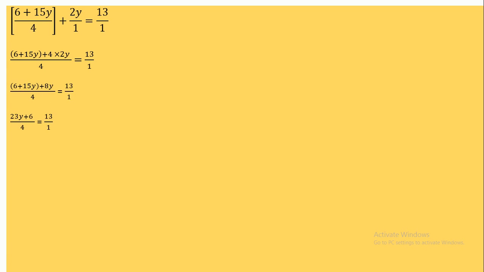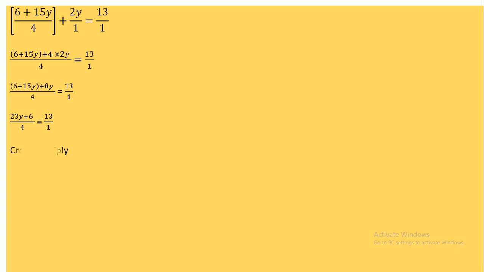And by the time you try to collect the like terms from the numerator of the left hand side, you have 15y plus 8y, that's 23y, plus 6, divided by 4. So divided by 4, it gives 13 over 1.